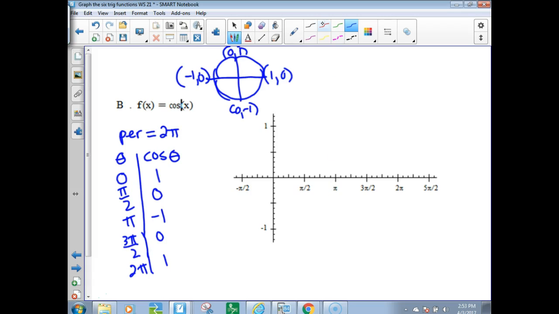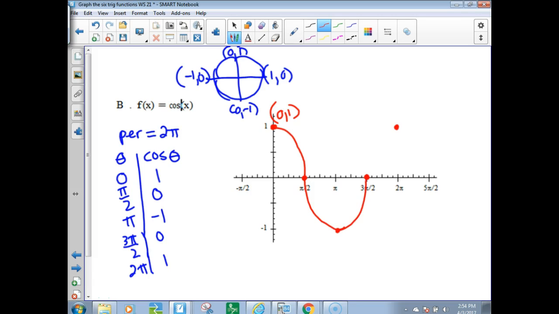All right, so let's get that graphed. 0, 1 would be the first point. Now I'm going to go ahead and plot them and sketch the curves, and I'll go ahead and label them so we don't make a mess. So I got pi over 2, 0, pi, -1, 3 pi over 2, 0, and 2 pi, 1. Sketch your curve. Make sure it's curvy, not pointy.